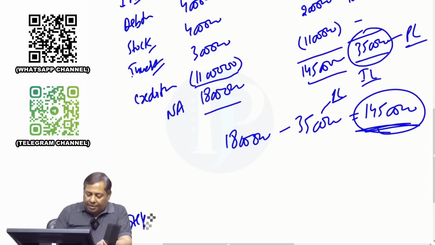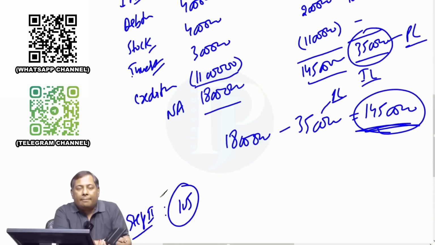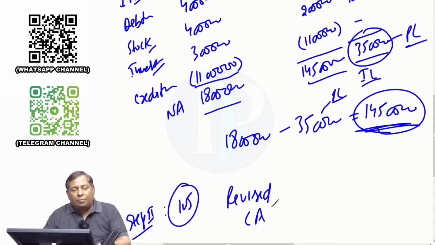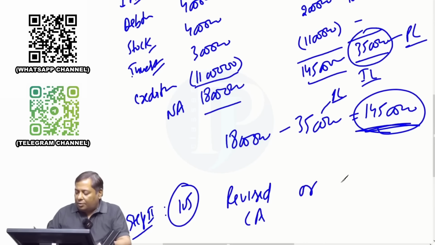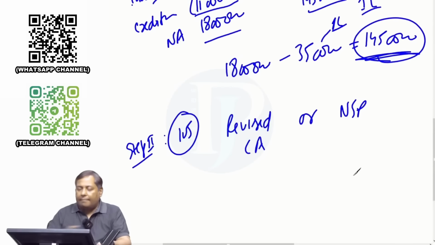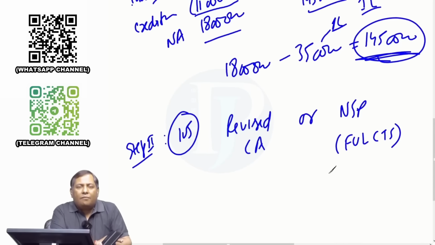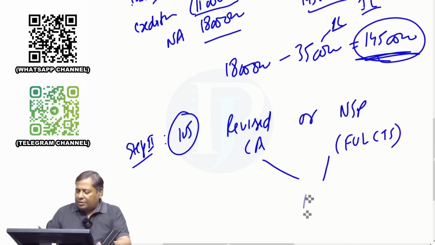Now I am on the second step. Apply Ind AS 105. What does 105 state? Take the revised carrying amount and compare it with NSP. Do you know NSP? It means fair value less cost to sell. Fair value less cost to sell, also known as NSP, compare them and take the value whichever is lower.